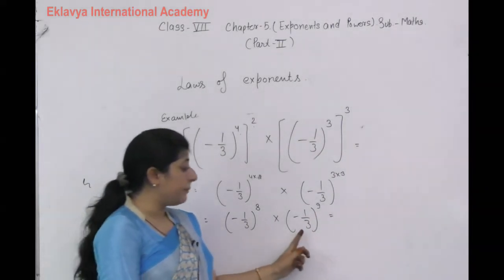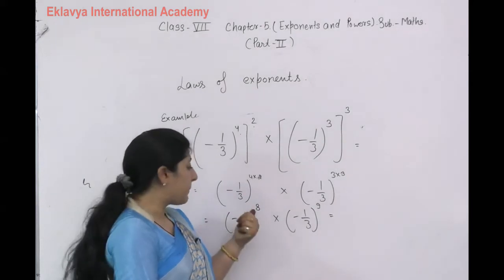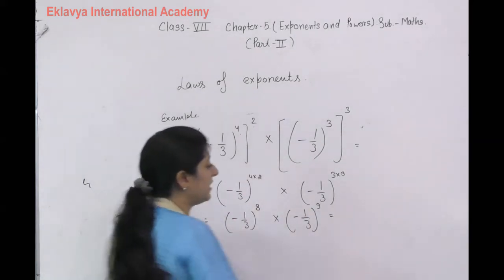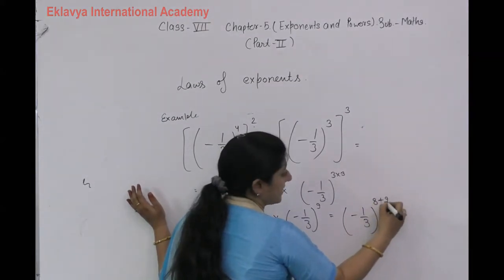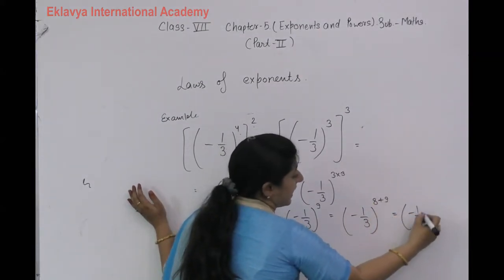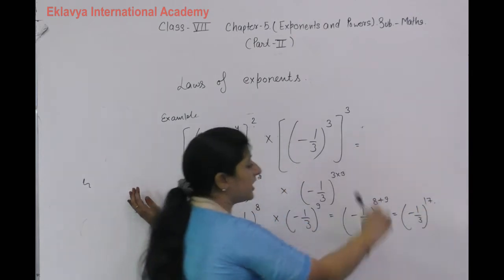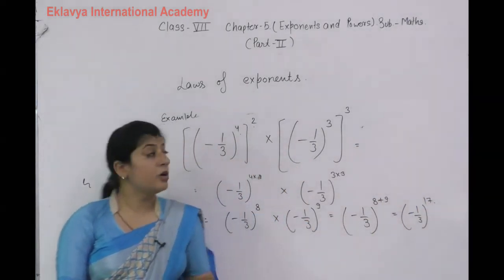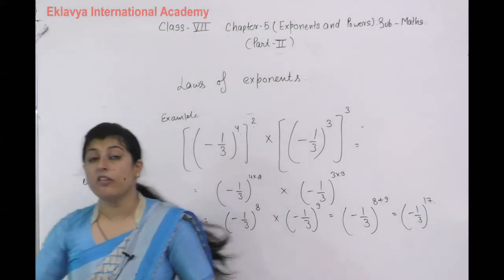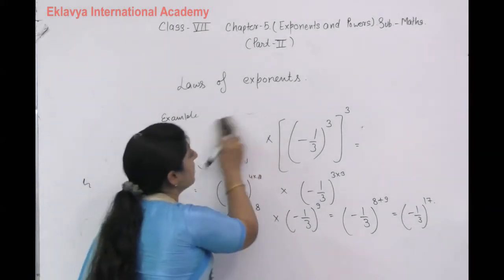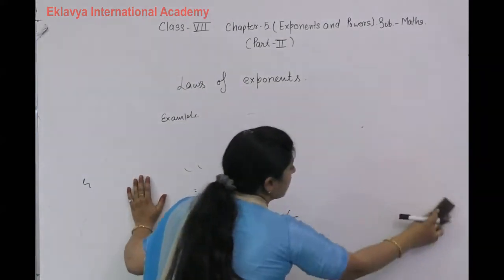The base is the same in multiplication but the powers are different. Then solve it: (-1/3)^(8+9). The answer is (-1/3)^17. So in this type of question we follow the laws of exponent. Any other example?